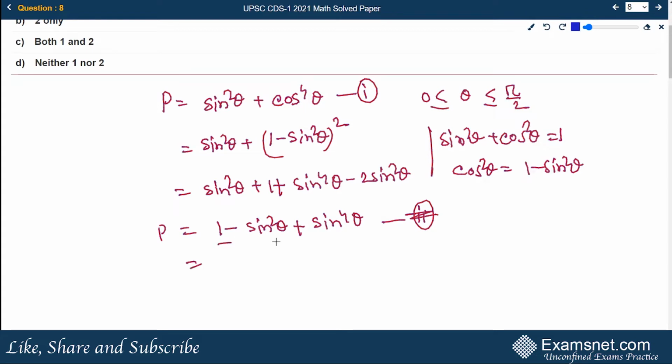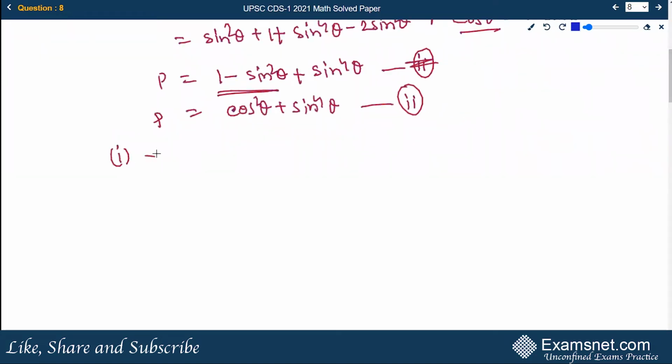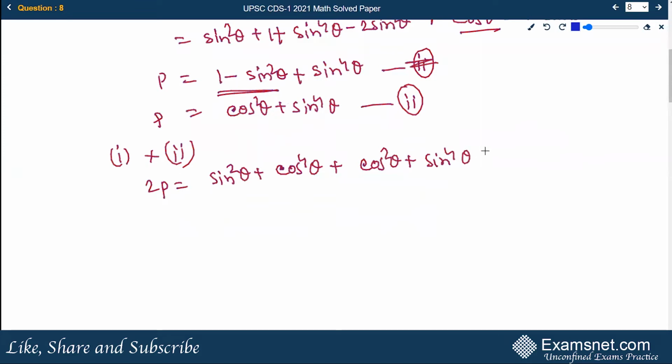Further, we can simplify it. Look, 1 minus sine square theta can be written as cos square theta. So cos square theta plus sine to the power 4 theta. Now let's name it 2. Next we can add 1 and 2. We'll get 2p equals sine square theta plus cos to the power 4 theta and cos square theta plus sine to the power 4 theta. Now sine square theta plus cos square theta will give us 1, plus cos to the power 4 theta plus sine to the power 4 theta.